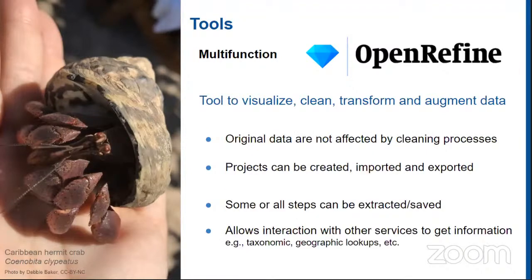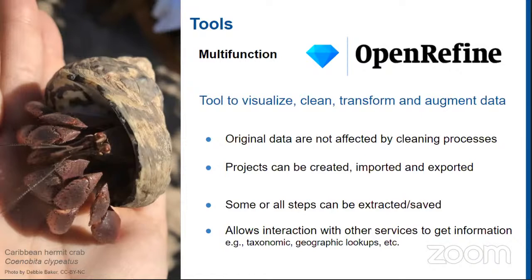One very important point is that the original data is never affected by the cleaning processes. So the original files that contain our data are untouched. We always work on projects on OpenRefine. And it also has an advantage that we can extract all the different steps that we perform in our data cleaning process. And that's good, because if we extract them, we can directly apply them later without having to do each one at a time again. So that's another advantage, another thing that makes it much more efficient.